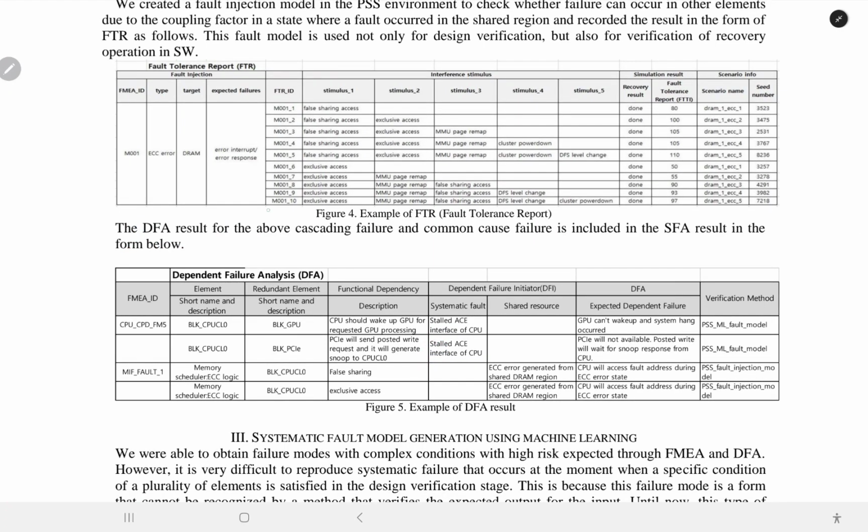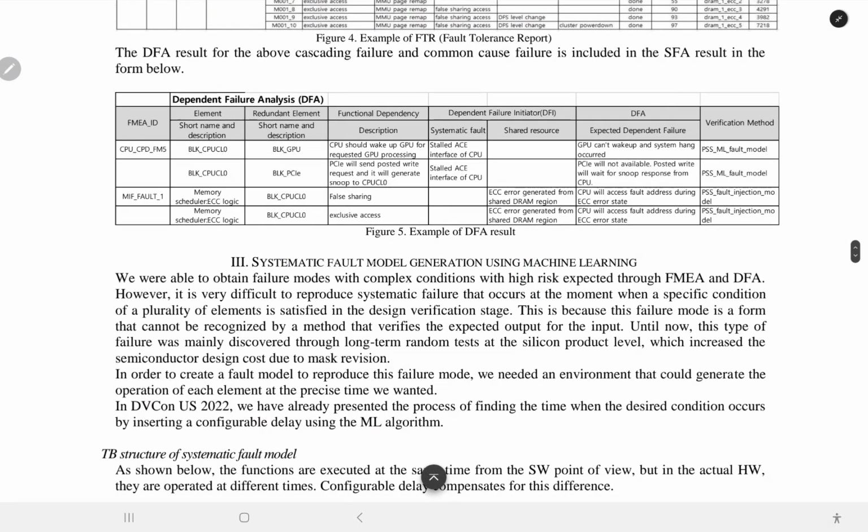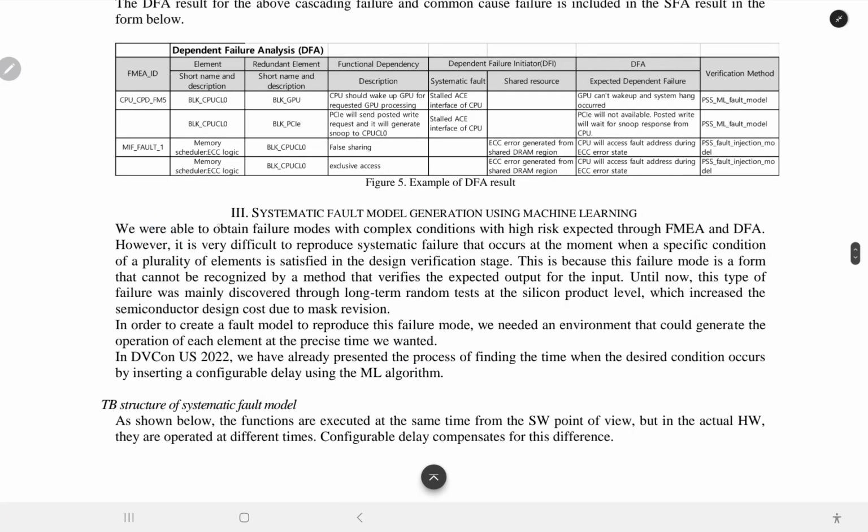The DFA result for the above cascading failure and common cause failure is included in the SFA result in the form below. Figure 5 is an example of a DFA result. The systematic fault model generation using machine learning. We want to obtain failure modes with complex conditions with a high risk expected through the FMEA and DFA.